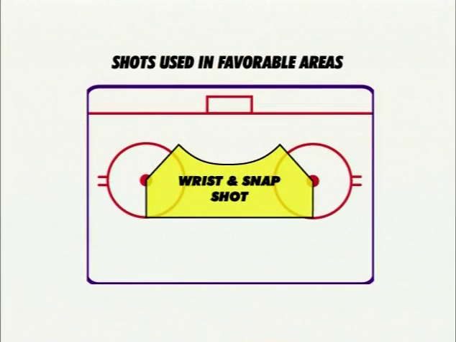And the chances of scoring from shooting are actually cut in half. The wrist and the snapshot should be used 10 to 25 feet away. The flip and the backhand shot should be used when the player is within 10 feet of the net.